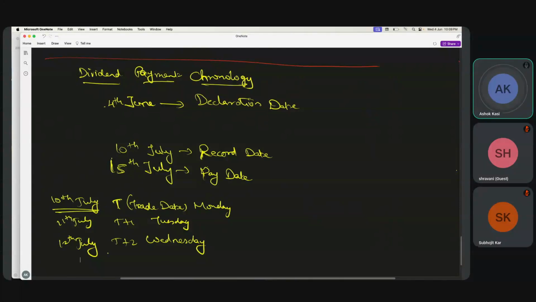But then which date is important for the company? 10th July. But then only on 12th July you will become the owner. So will the company pay dividend to you, that means to the new buyer, or to the seller? What do you think?